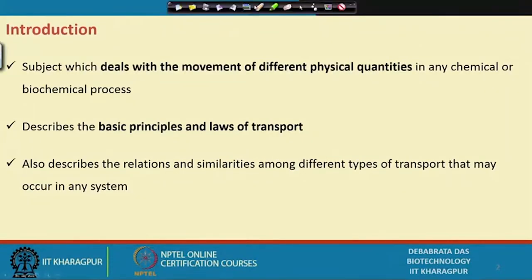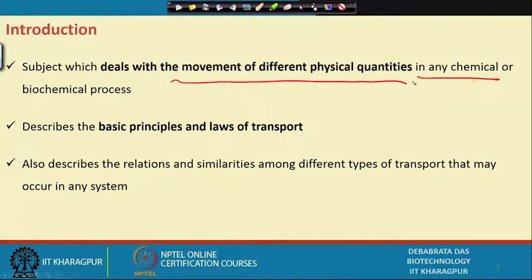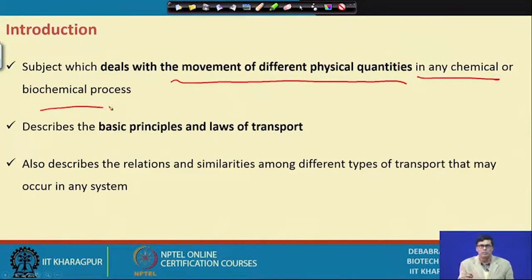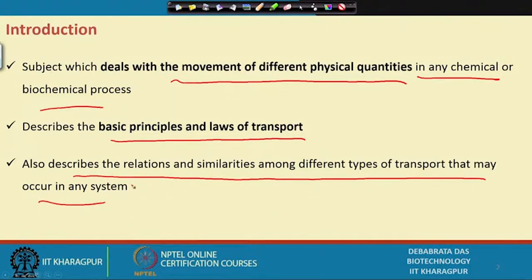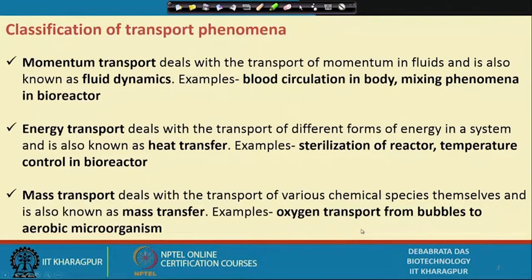Now let me start with this: the subject deals with the movement of different physical quantities in any chemical and biochemical processes. So that is the movement. I told you three types of movement are there: momentum, heat transfer, and also mass transfer. Now describe the basic principle and law of transport, and also describe the relation and similarity among the different types of transport that may occur in any system. Let us see the classification of the transport phenomena.